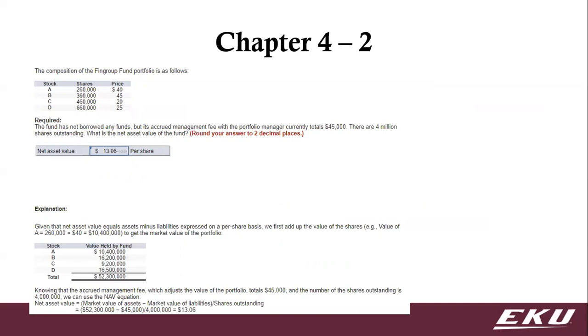Here's a portfolio made up of 4 stocks, right? And so what is the NAV, the net asset value? Well, you just calculate the total value held by these funds, and then you adjust for fees.